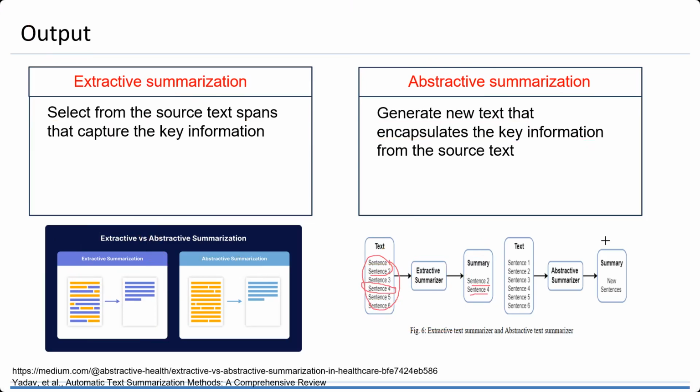But for the abstractive summarizer, you have sentence 1, sentence 2, sentence 3, sentence 4, sentence 5, and sentence 6, and when you do the abstractive summarizer, then it will be a new sentence.